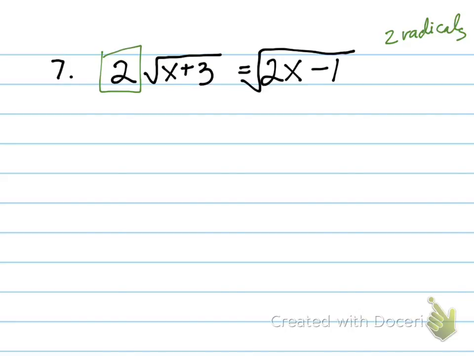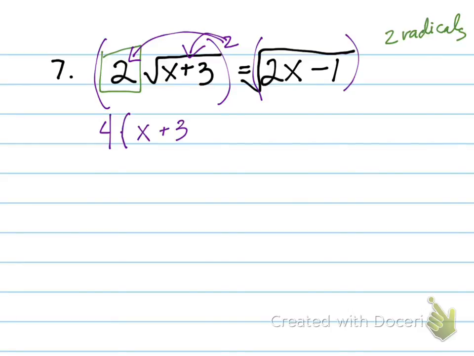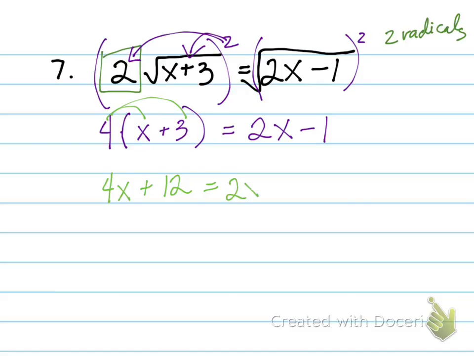So I want to eliminate these radicals. So I'm going to first square each side. When I square the left, that means I need to square the 2, and I also need to square the radical. So it would become 4 times x plus 3 equals 2x minus 1 when I square each side. Then I want to distribute this 4. So I'm going to rewrite this as 4x plus 12 equals 2x minus 1.